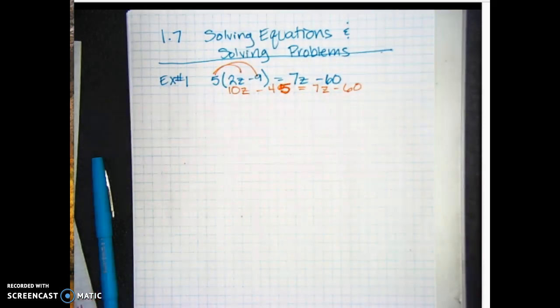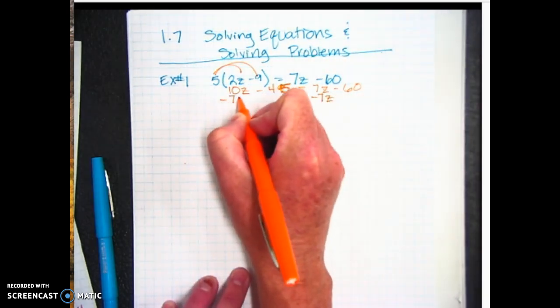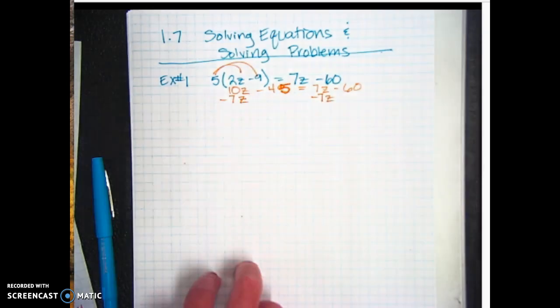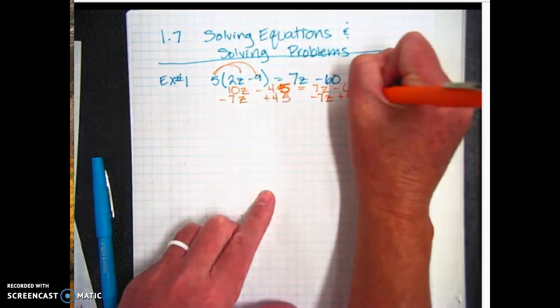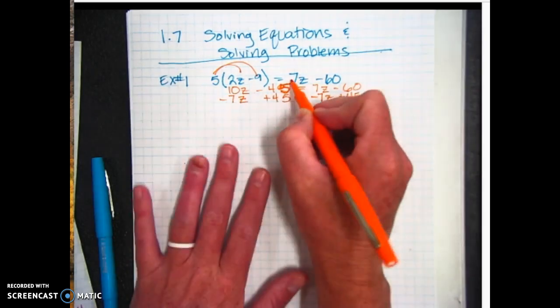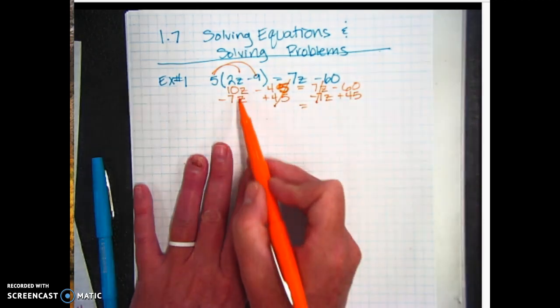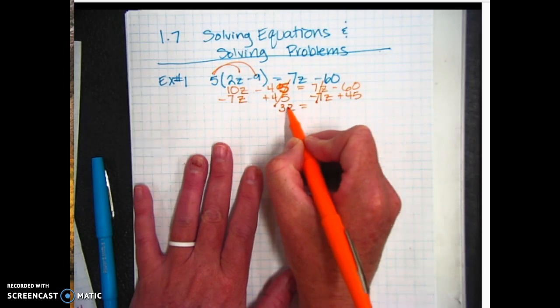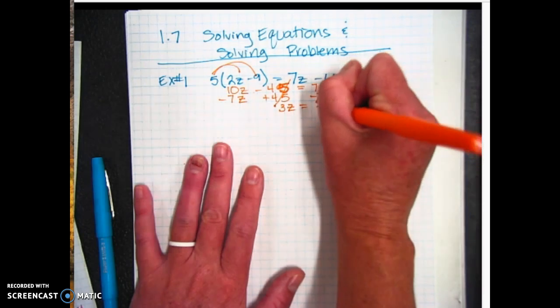Then you notice, oh, we have variables on both sides, so we can either move them both to the left or both to the right. I prefer mine on the left, so I'm going to subtract 7z from both sides. In the same step, I'm going to add 45 to both sides. If you'd like to show that as 2 separate steps, you can, okay? These guys are opposites, they cancel. These are opposites, they cancel. And then we have 10z minus 7z, which is 3z, and negative 60 plus 45, which is negative 15.